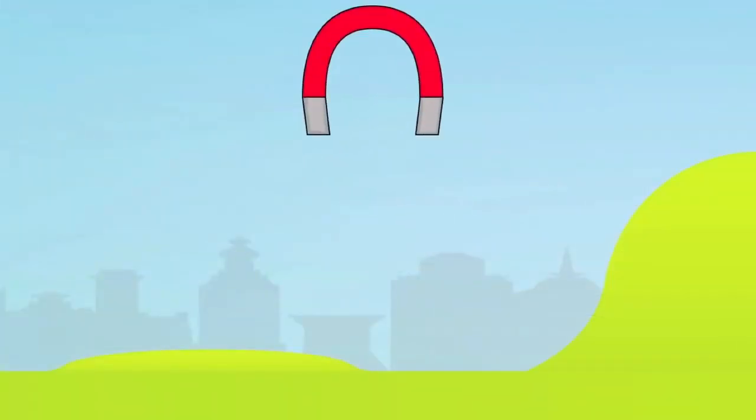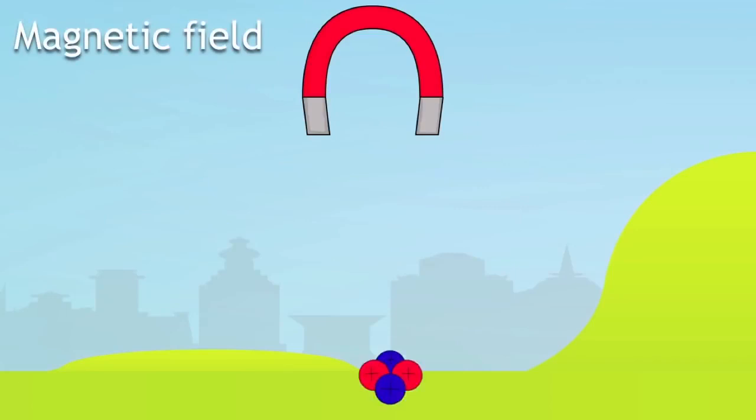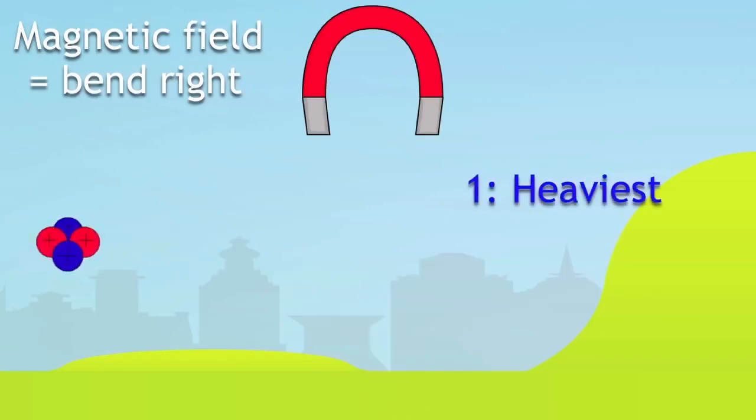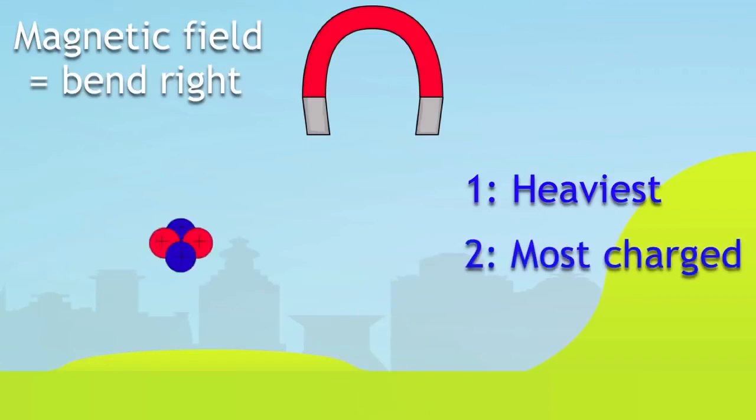It's also strongly affected by a magnetic field. So here we've got a whole beam of alpha particles, and these alpha particles are going through a magnetic field. And when they go through the magnetic field, they bend quite a lot. This tells us two things. One, that it's the heaviest of the radioactive particles, and two, it's the most heavily charged type of radiation.